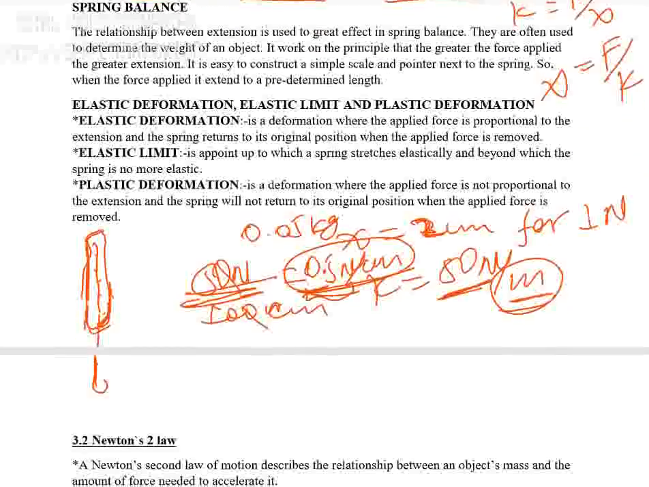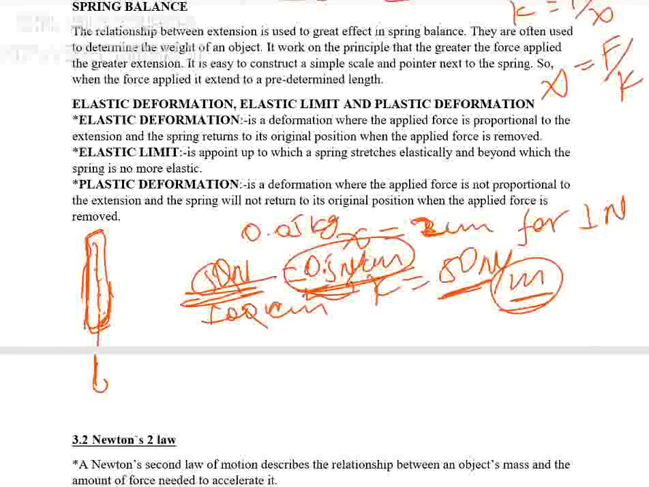The other thing is elastic deformation, elastic limit, and plastic deformation. When we say elastic deformation, it is a deformation where an applied force is proportional to what? The extension, and the spring returns to its original position. After you connect a load, when the load is removed, if the spring or the material is back to its original position, the deformation type is what? Elastic. And the elastic limit is a point up to which the spring stretches elastically, beyond which the material changes to plastic deformation.